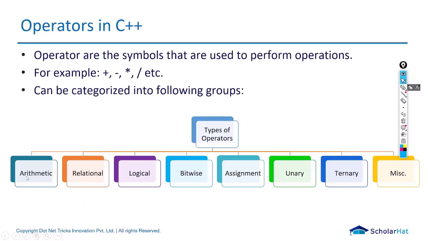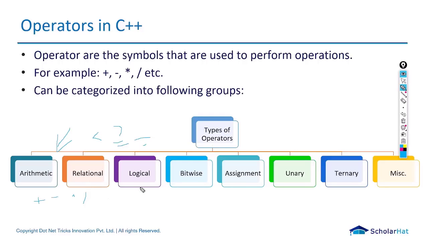In arithmetic operators, if I explain a bit, here you will find plus, minus, multiplication, division. These are arithmetic operators. When I say relational operators, greater than, less than, greater than or equal to, less than or equal to, all those things are relational operators. We'll be using these arithmetic operators and relational operators a lot in our programming.